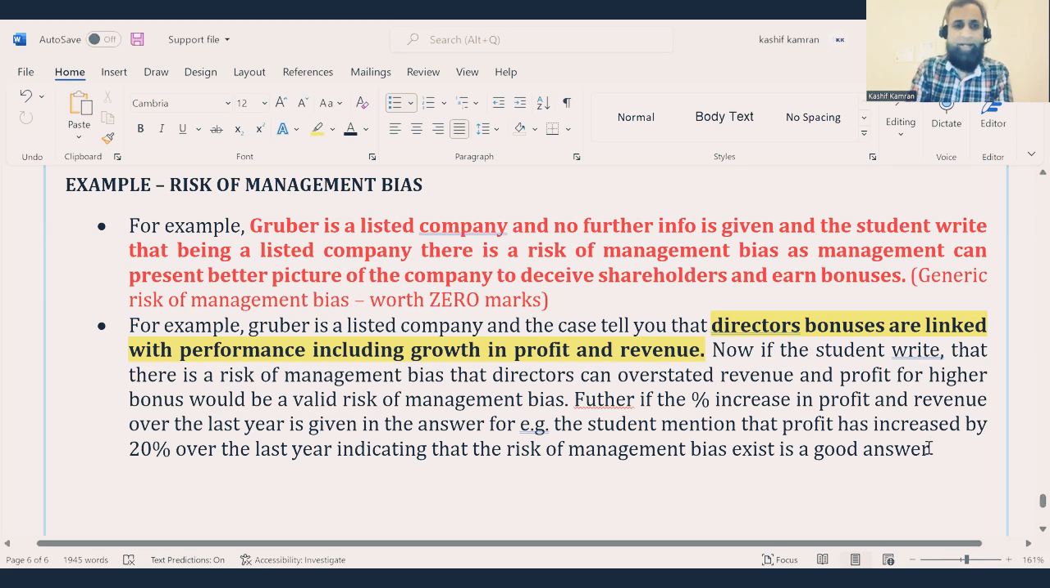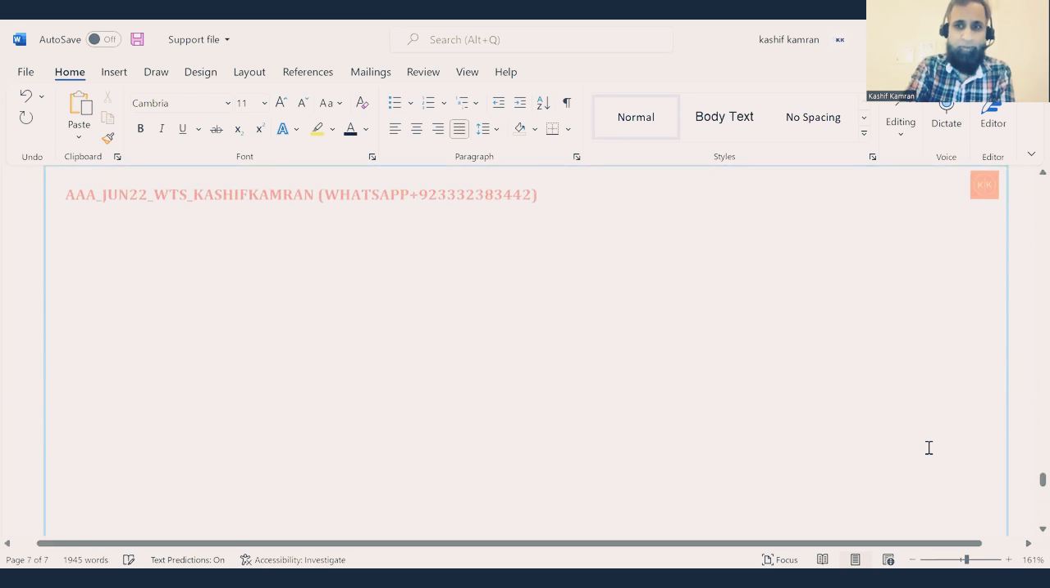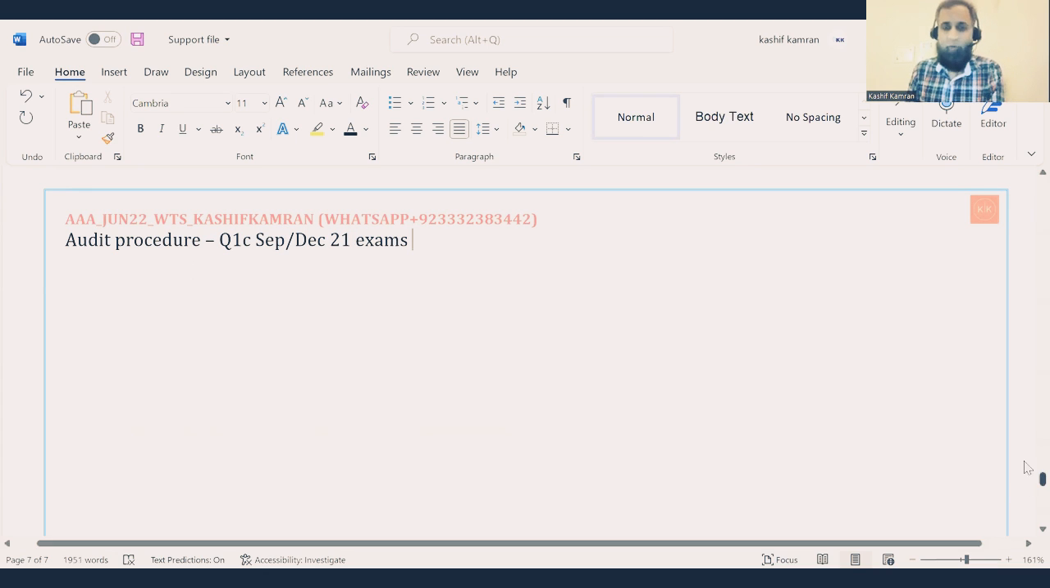Okay, one last exercise. We're moving towards audit procedures now, right? And you will be amazed at what you get in the next 30 minutes. You have never seen an audit procedure exercise like this, even in my previous webinars. Audit procedure, question number 1C from the December 21 exams. Let's see what the question is asking.